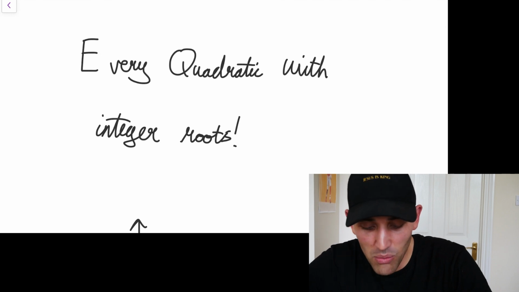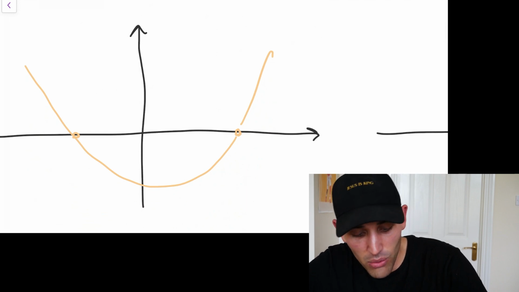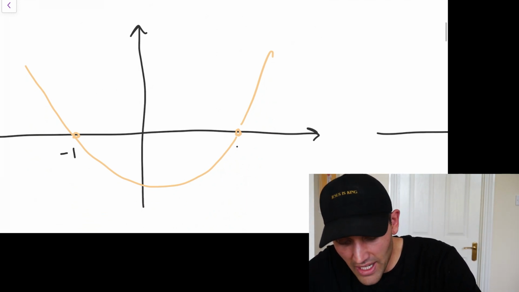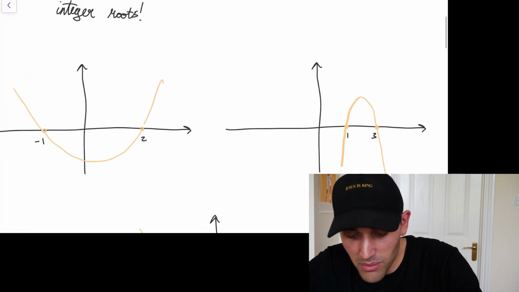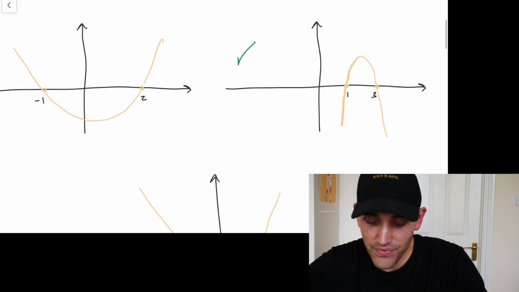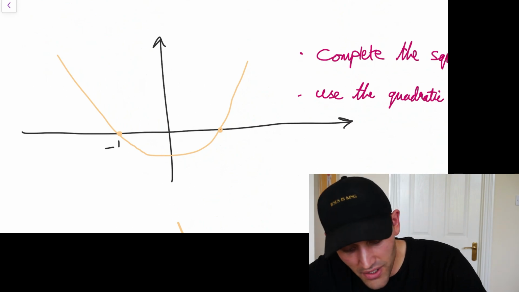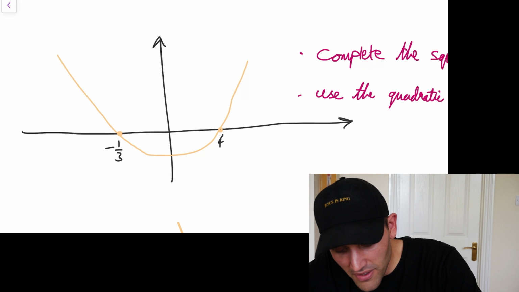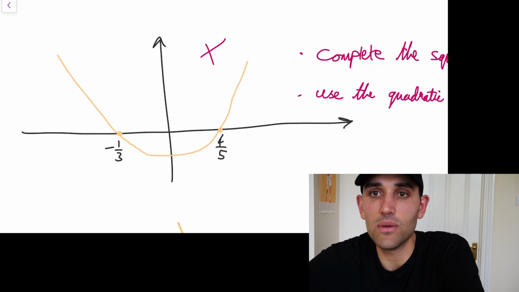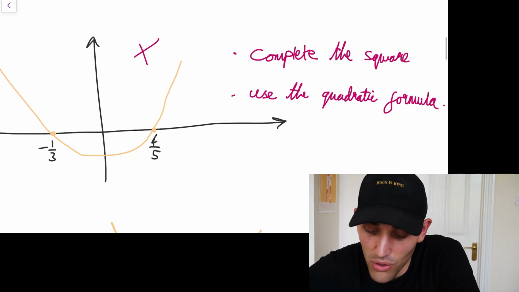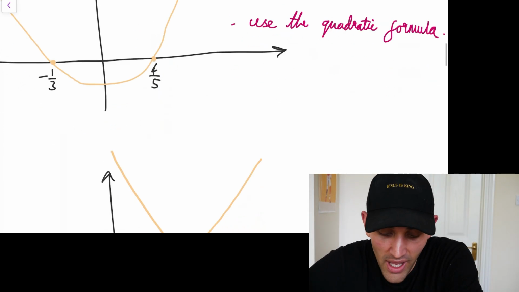Now, this is going to work for every quadratic with integer roots, so whole number roots. So if our quadratic lands on some really nice whole numbers, so for example say that's 1 and 3, then we're going to be able to find these roots. But if on the other hand it lands on some horrid fractions, maybe that's 4/5 or something, this method is not going to work. So what you're going to have to do instead is complete the square or use the quadratic formula, and I might just do a video on those one day, who knows.